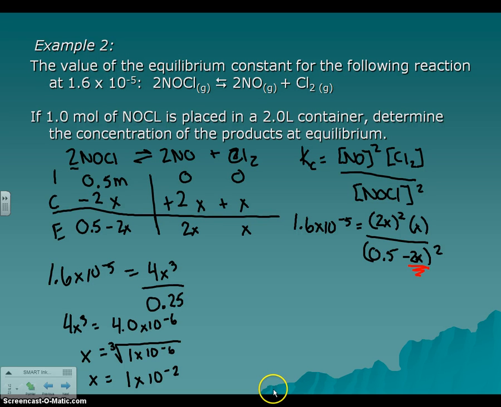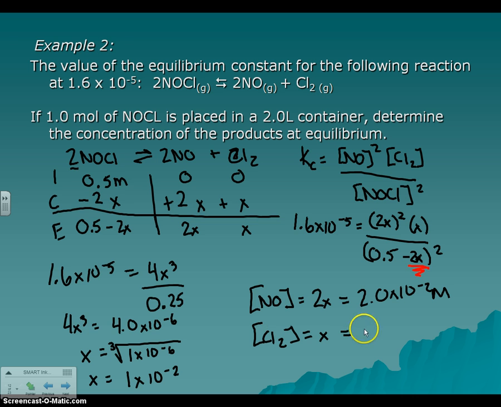So I'm going to have to refer back to my ICE table. My final answer wants to know what is the concentration of NO. So my ICE table tells me that my concentration of NO is 2x. So now I know a value for x. So really my concentration of NO is 2 times 10 to the negative 2 molarity. My concentration of the chlorine is just x. So that concentration is 1 times 10 to the negative 2 as well.